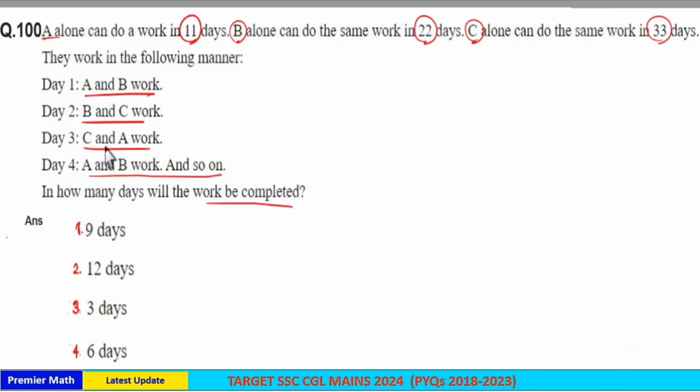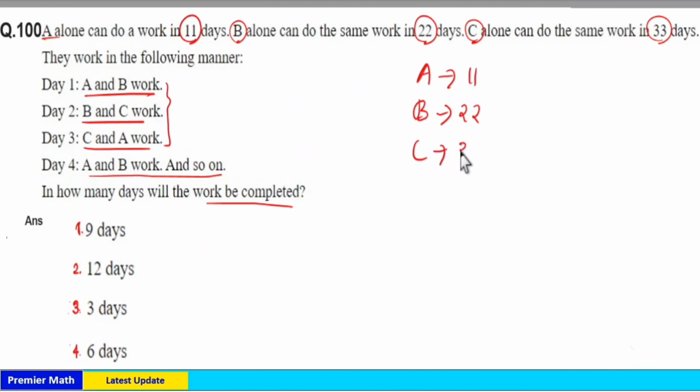Here, from the 4th day onwards, this 3-day cycle will continue. And here A can do a work in 11 days, B can do it in 22 days and C can do it in 33 days. All are doing the same work. Take the LCM. LCM here is equal to 66. 11 goes 6 times in 66, 22 goes 3 times in 66, 33 goes 2 times in 66.